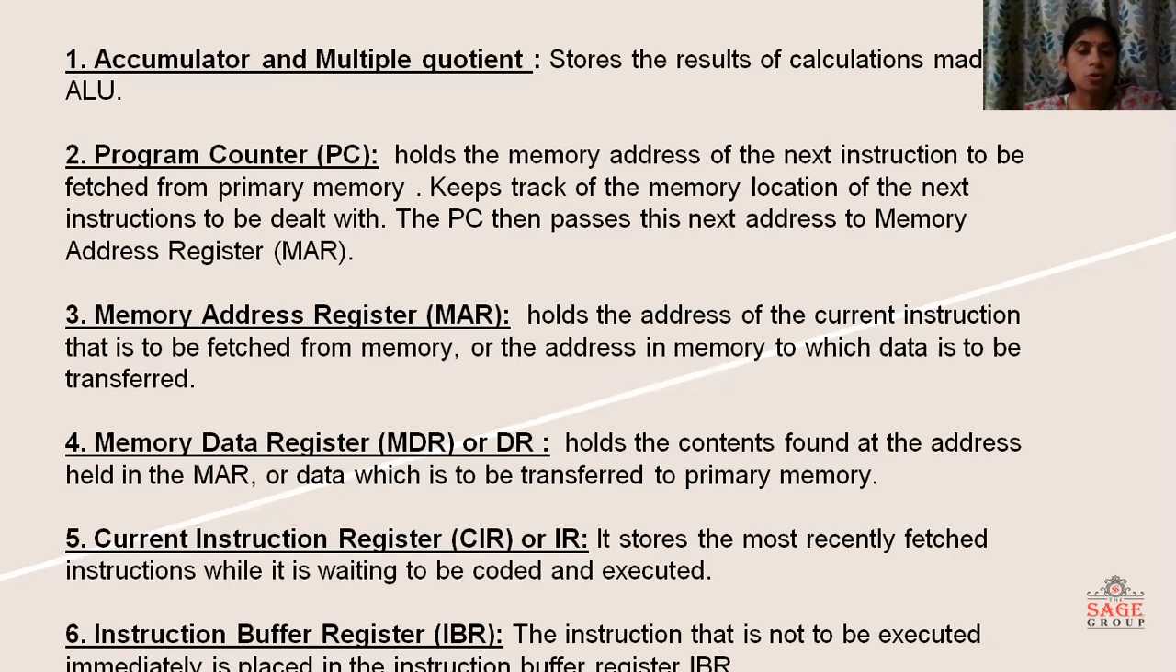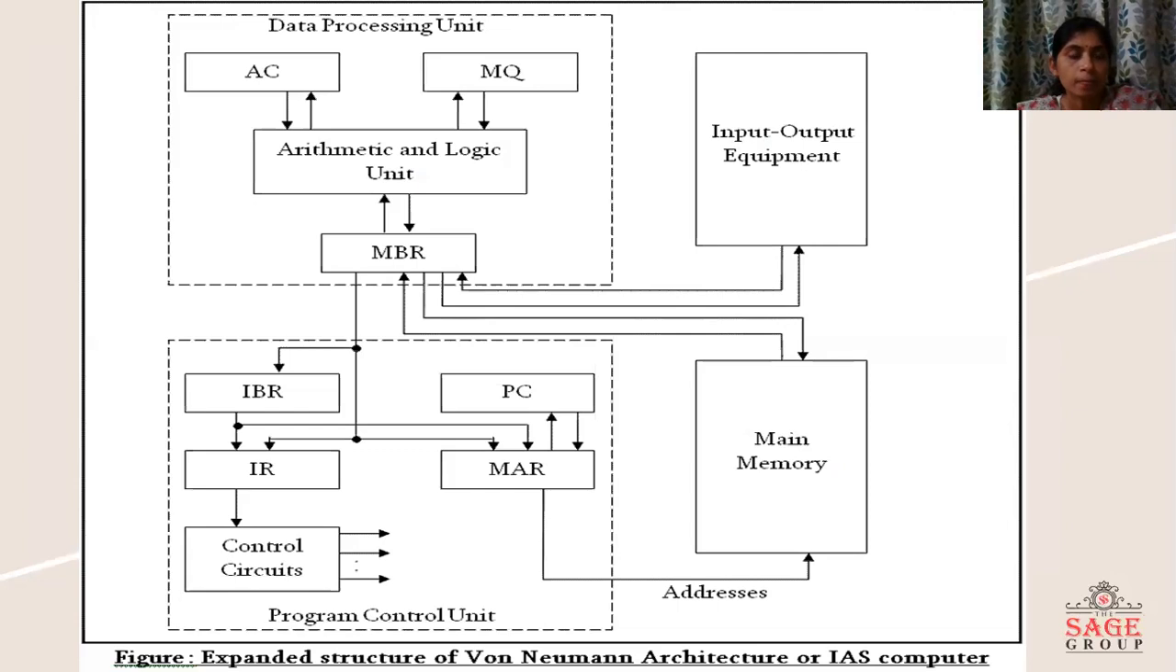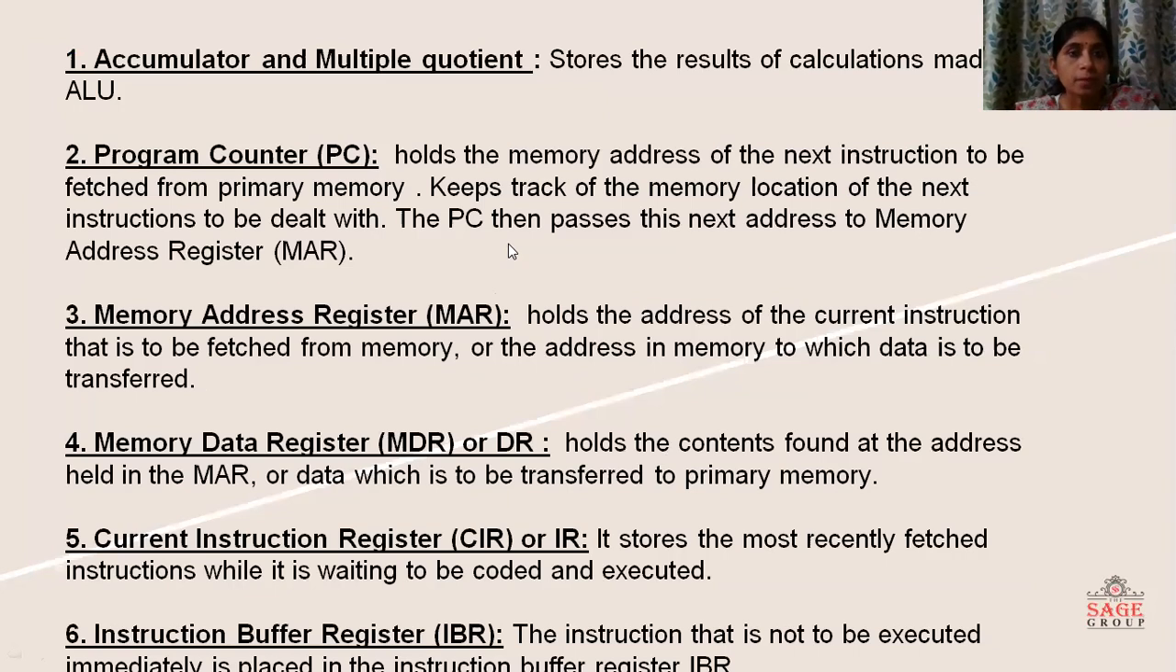These are the functions of these different registers. Accumulator and multiple quotient: if you see the diagram, the accumulator and multiple quotient are connected to the ALU. The main function of AC and MQ is to store the results of the arithmetic logic unit. As I have written here, they also store the results of calculations made by the ALU.